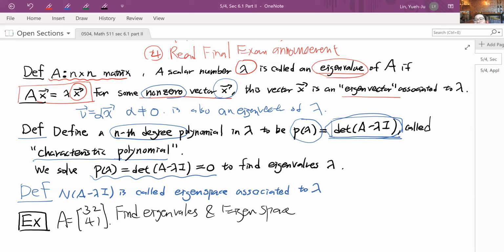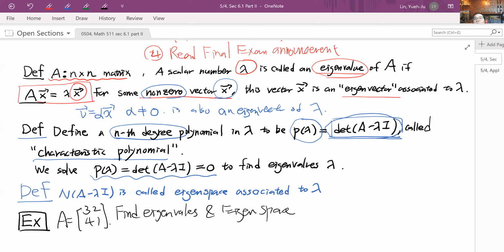And once you find lambda, you first solve this polynomial equals 0 and find several roots. You're going to have n roots in total, and this also includes the repeated roots.